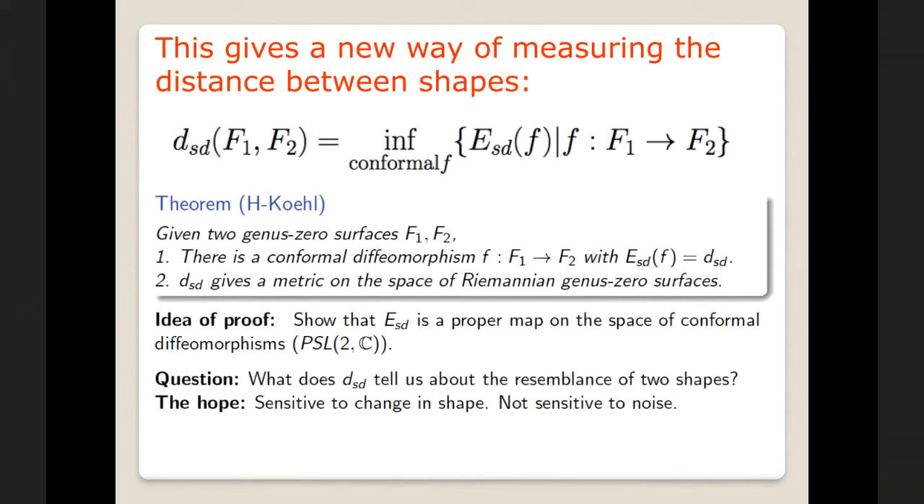There's some work needed to prove this. The space of conformal diffeomorphisms is non-compact, so you have to show a minimizer exists, that the minimizing sequences don't go off to infinity. And you also have to show that the minimizer doesn't develop singularities, but actually is realized by a diffeomorphism. But you can establish that. So this gives a distance between two shapes. And the mathematics is, I'll give a reference later, not too deep, but there's some work to do.